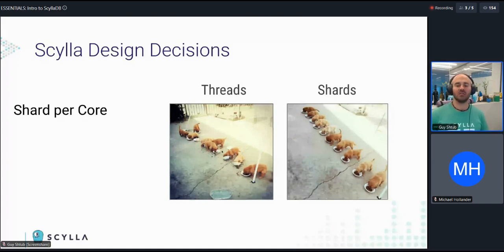By using the shard per core architecture, we avoid context switching and deadlocks, and that translates to improved performance. What we see in this slide, on the left-hand side in the thread pool model, is a bunch of puppies and some bowls with food, but some puppies are eating from the same bowl, some bowls are empty, some food gets spilled and it's quite a mess, which translates to bad performance. Whereas in the shard per core architecture, each puppy has their own designated bowl with their own food, and I don't know, they seem happier to me in this architecture. They're all eating from their own bowl and they're all happy.